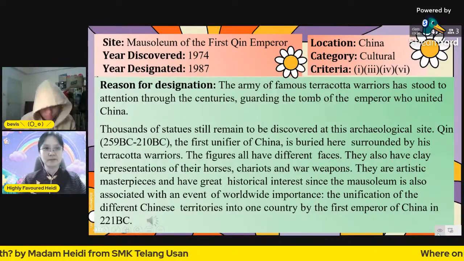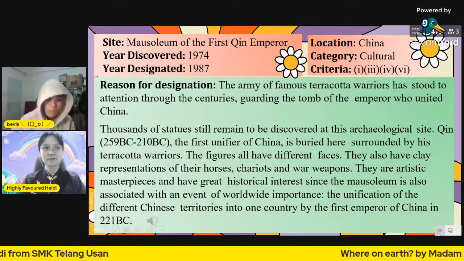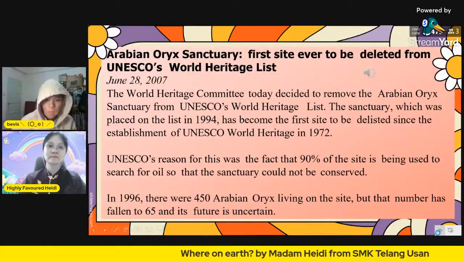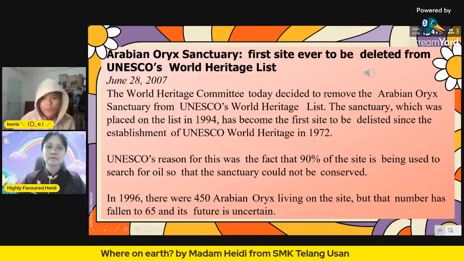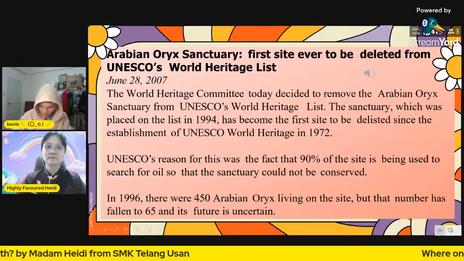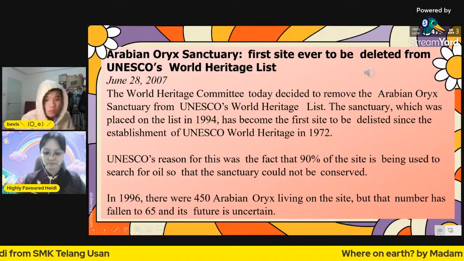All right, so now we go to the last one. D. Arabian Oryx Sanctuary. First site ever to be deleted from UNESCO's World Heritage List.